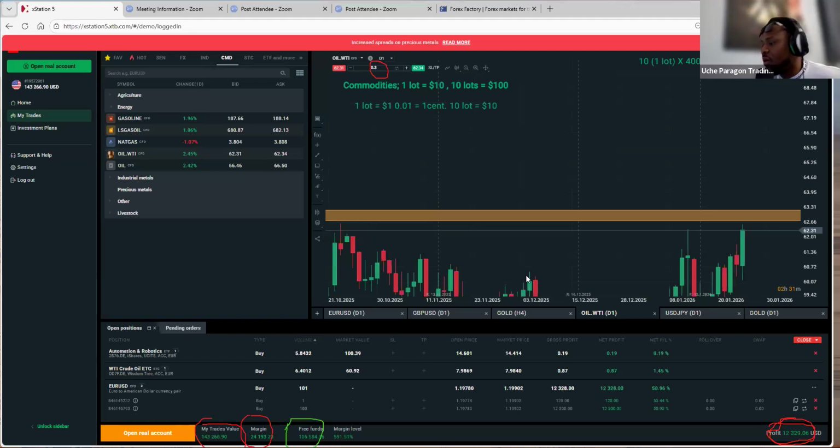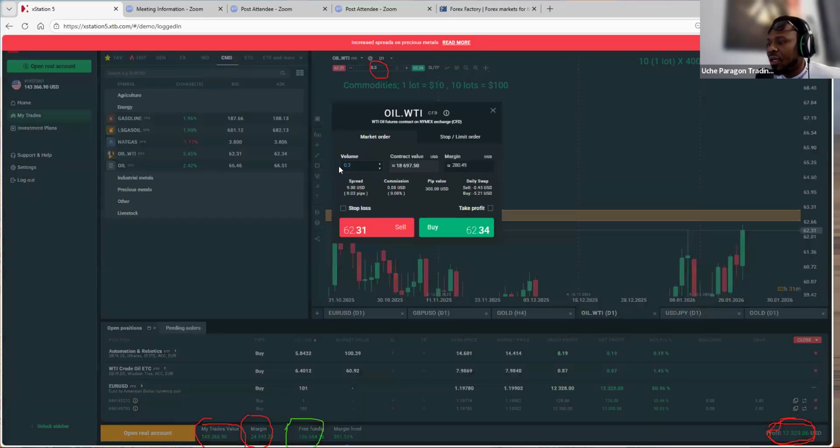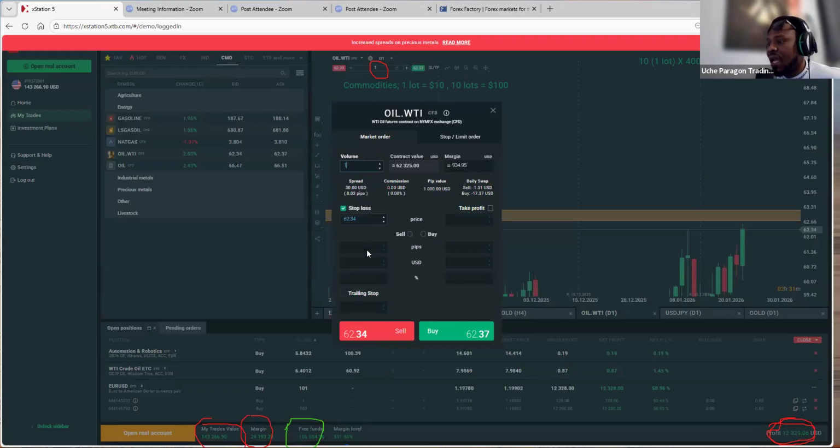Now, let me place a trade on oil. Since oil is going up, I can come in here now, use one lot. That one lot, we're gonna have $94. So assuming I want to put a stop loss immediately, since the market is going up and we are gonna buy, I want to put my stop loss at 61, which will give me approximately $1,050 loss. Then I'll put my take profit. I can put it when the market gets to 65, which will give me $2,900. Then I place my buy.